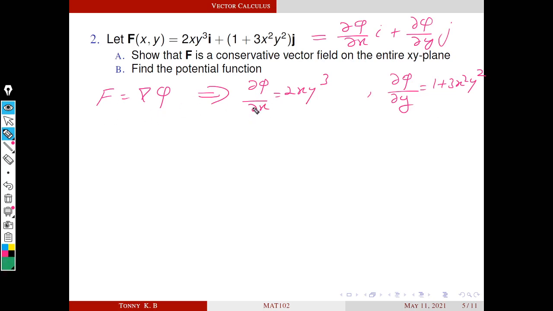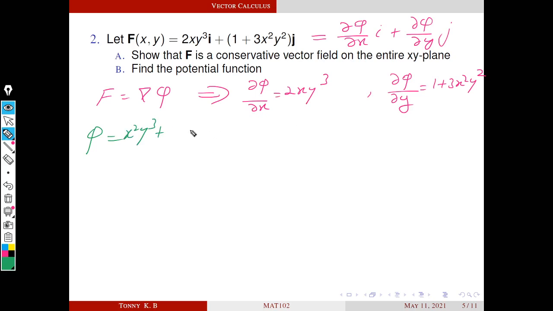Okay, so we integrate this equation with respect to x on both sides. What happened? The left side becomes phi. Integrating with respect to x on both sides, the right-hand side, x becomes x square by 2. You can cancel these two. So this becomes x square y cube plus a constant of integration.